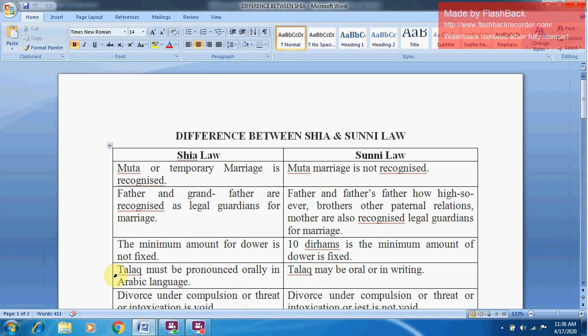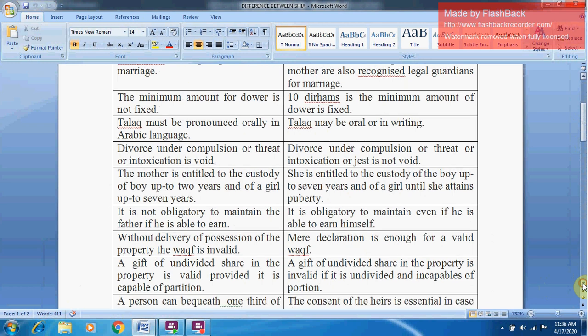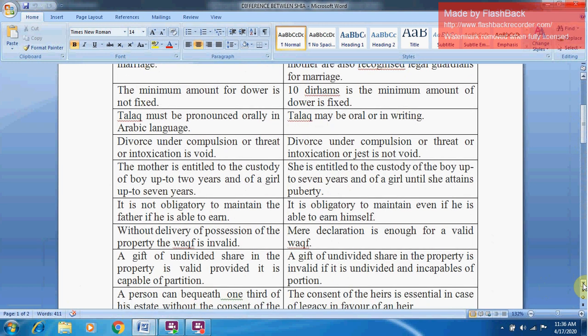In Shia law, father and grandfather are recognized as legal guardians for marriage. And in Sunni law, father, father's father, brothers howsoever, other paternal relations, and mother are also recognized as a legal guardian for marriage. The minimum amount of dowry is not fixed in Shia law, but in Sunni law, 10 dirhams is the minimum amount of dowry fixed.